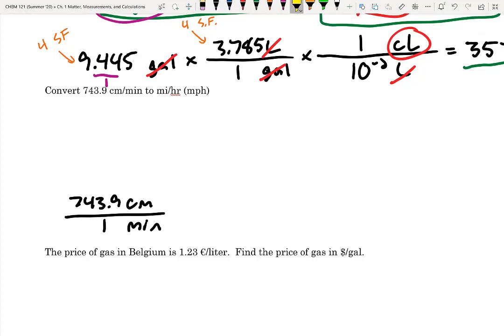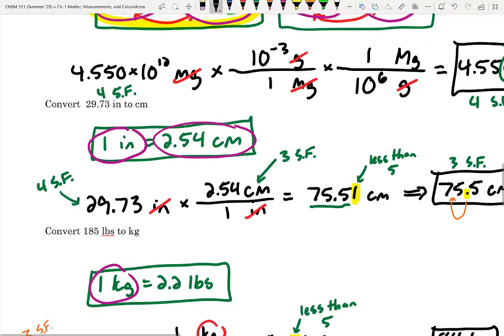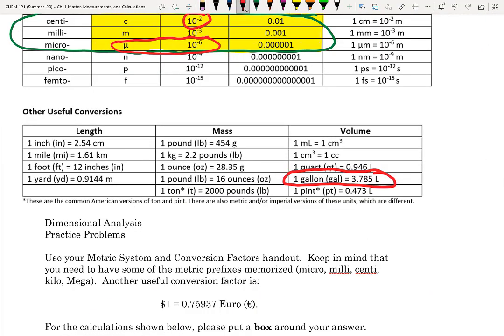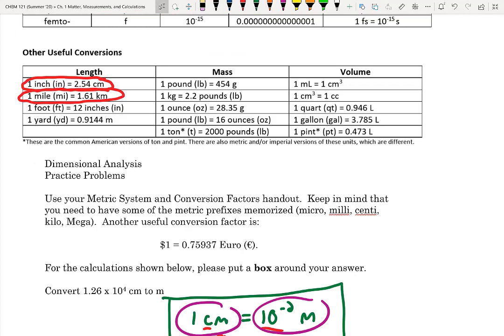First things first, I would try to figure out how we can convert from centimeters to miles. So let's do the distance conversion first, and then we'll deal with the time conversion second, which will be minutes to hours. Let's find centimeters to miles or something we can use for the distance. Up here, I've got centimeters to inch, and I've got miles to kilometers. So let's see if we can use both of these. 1 inch is 2.54 centimeters, and 1 mile is 1.61 kilometers.